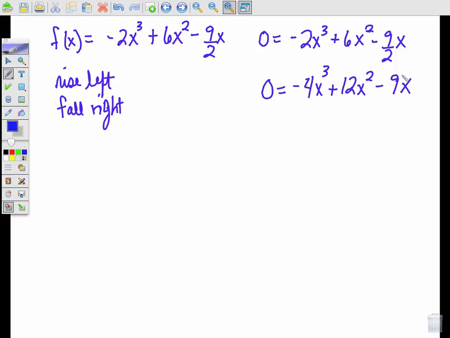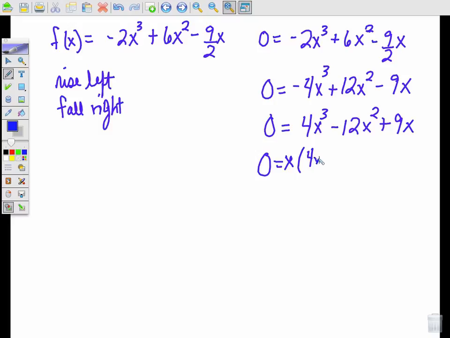The next thing that I'm going to do is get rid of my negatives. I can multiply everything by a negative, both sides. It's still keeping everything balanced. What I'm trying to do is get it into a form where maybe I can factor or use the quadratic formula. All right, I can take an x out. When I take an x out, I have left 4x squared minus 12x plus 9.